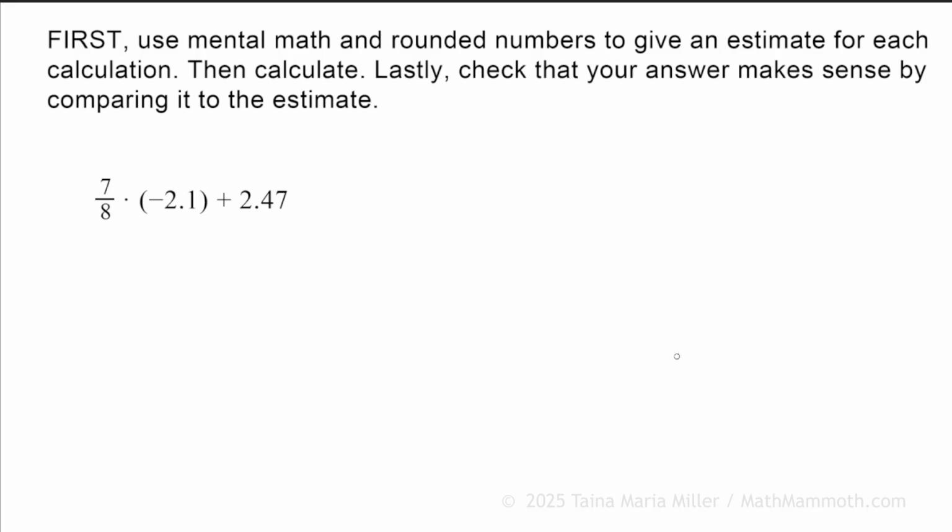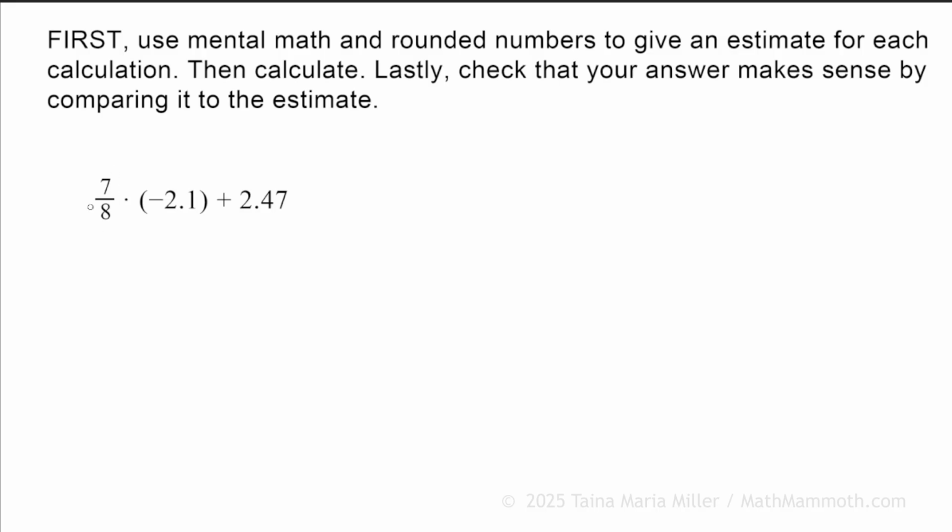This first one, we have 7/8 times negative 2.1, and then add to that 2.47. The first question is, would we use fractions or decimals in our calculation? If you have a calculator, it won't matter. You can just use what is there. But if we're going to use paper and pencil math, we need to choose.